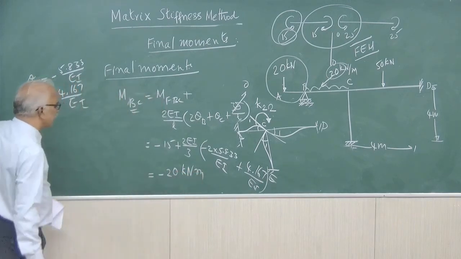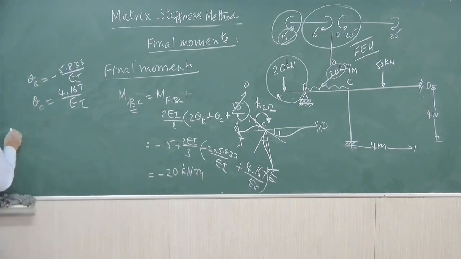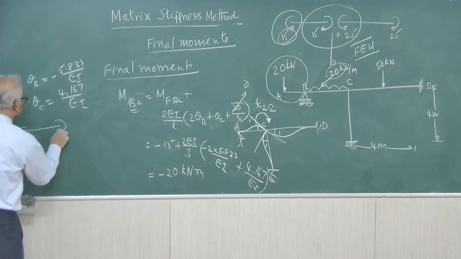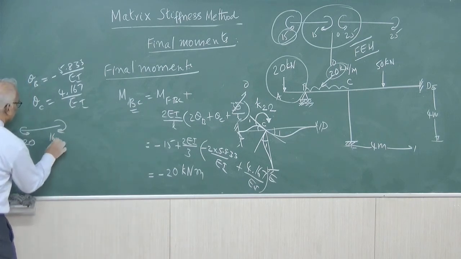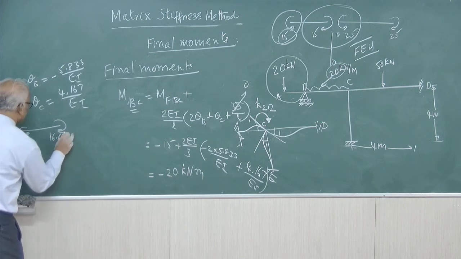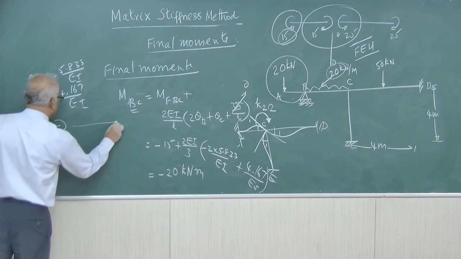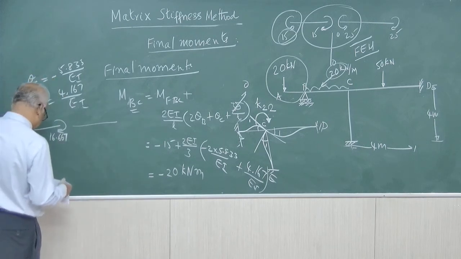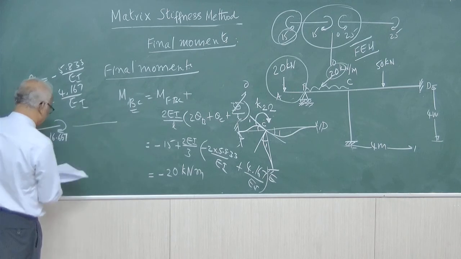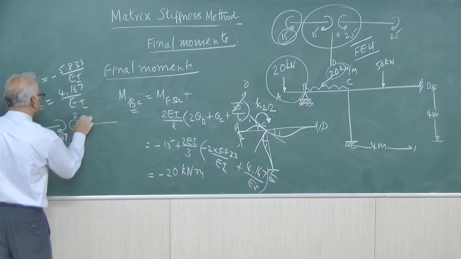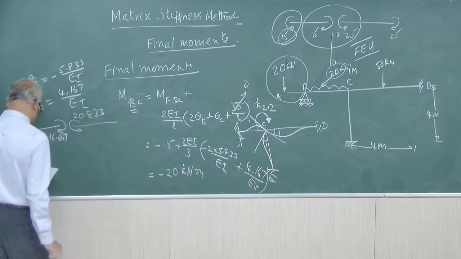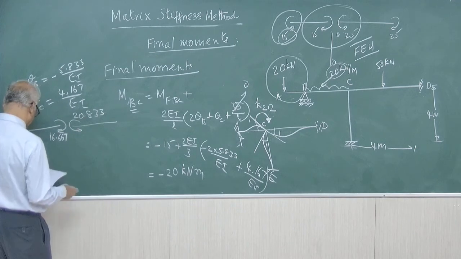And similarly, we can get the values. So, for this it is minus 20, and for this CB will be 16.667. I will just avoid these calculations, and here it is CD, it is minus 20.833, minus 20.833, and DC will be 27.084.